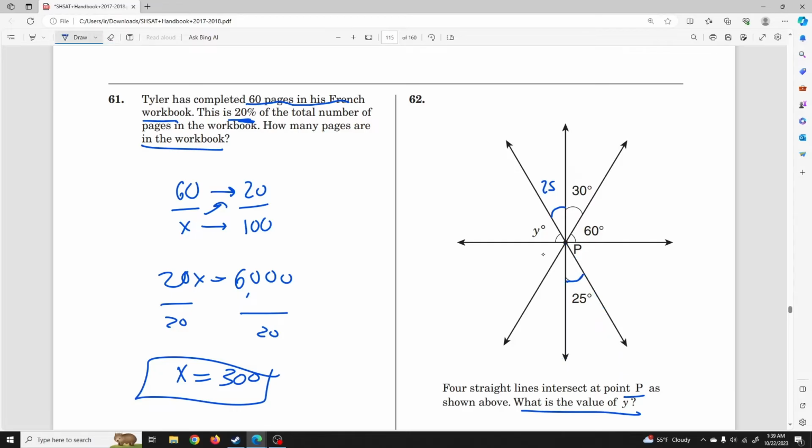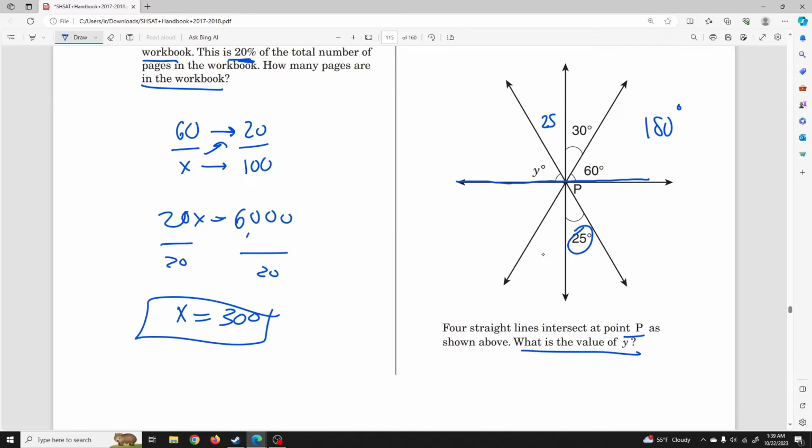We know that this 30 means that there's 30 degrees here, and that this 60 means that there's 60 degrees here, and then that means that right here is y. We don't need that to solve this problem, but it's a good thing to know. So the only vertical angle we need in this problem is this 25 on this side. We know that the angle value of a straight line is 180 degrees. So we know that y plus 25 plus 30 plus 60 have to equal 180 degrees, right?